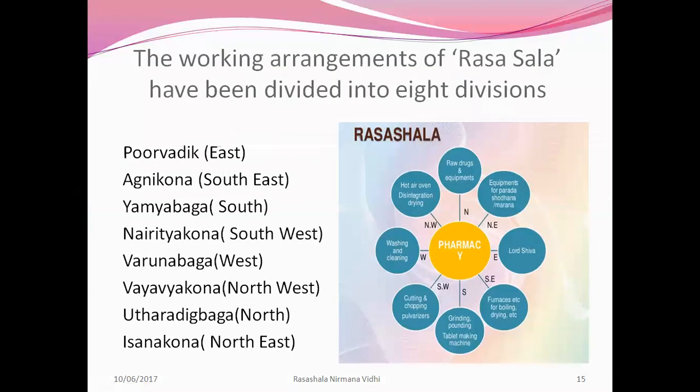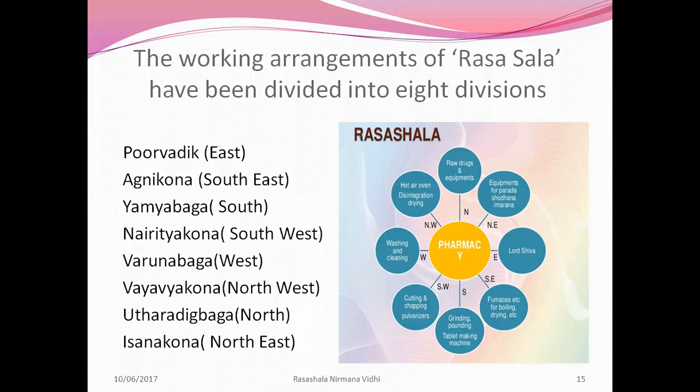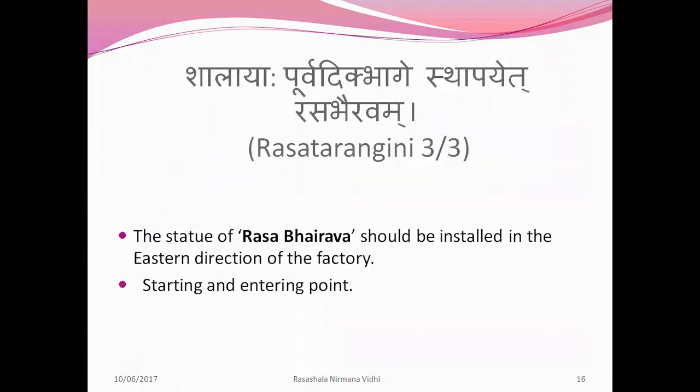Regarding the working area, the working arrangement of Rasashala has been divided into 8 divisions based on the directions, or the Disha. In this way, we need to arrange the Rasashala or Ayurvedic pharmacy. It is even named as Beshaja Griha. Clear? So the first one is Shalaya Purva Dikbhage Sthapaye Rasabhairavam.